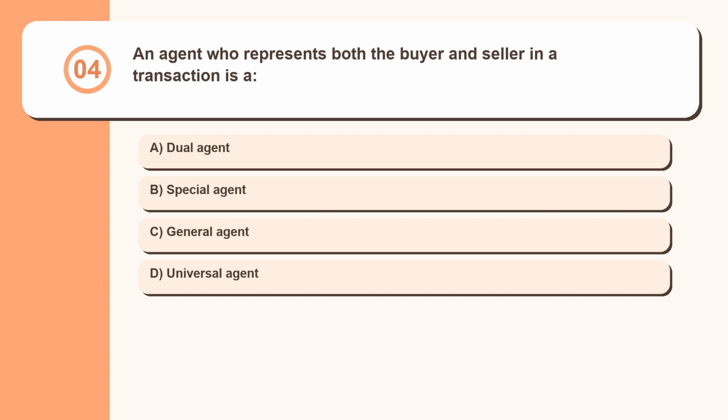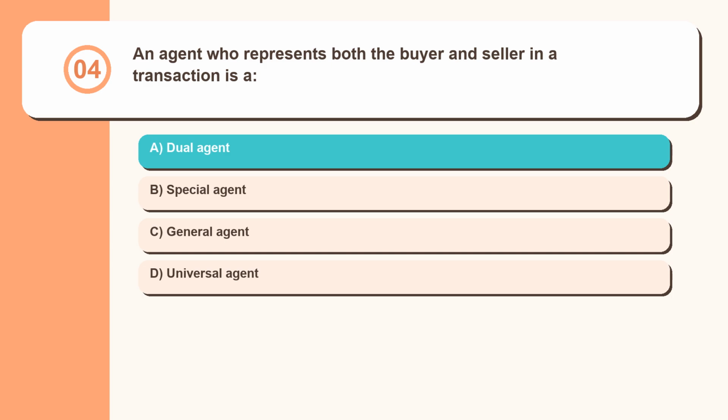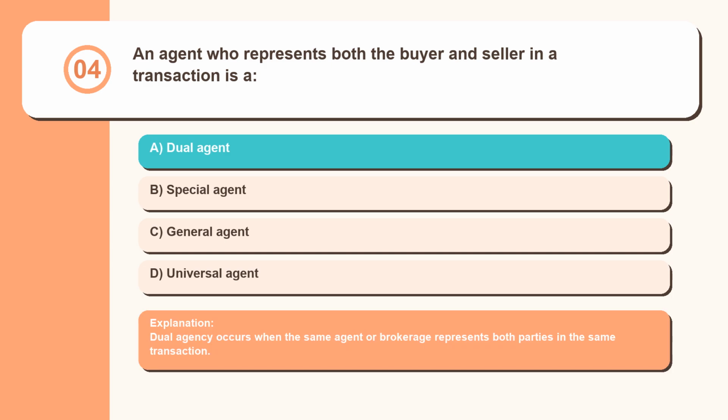Question 4. An agent who represents both the buyer and seller in a transaction is a: dual agent, special agent, general agent, universal agent. Dual agency occurs when the same agent or brokerage represents both parties in the same transaction.